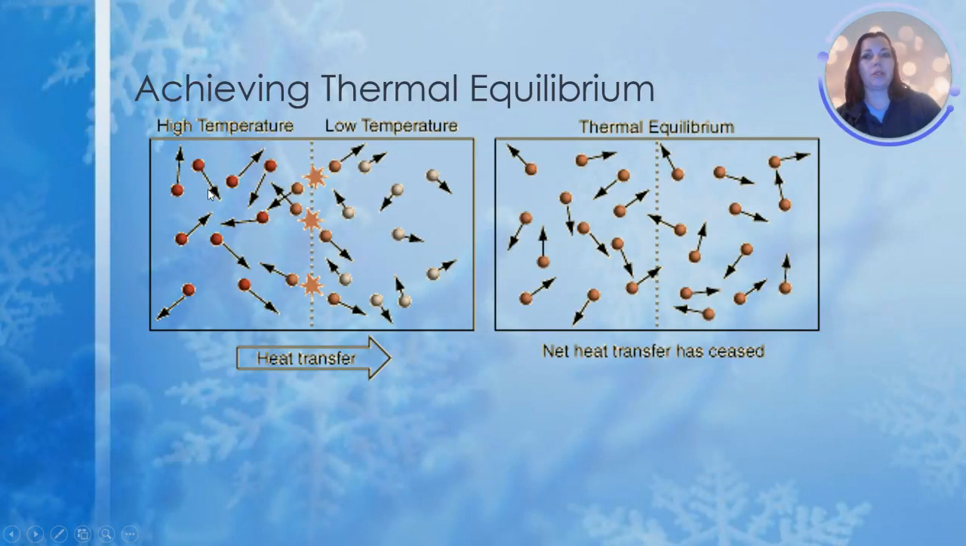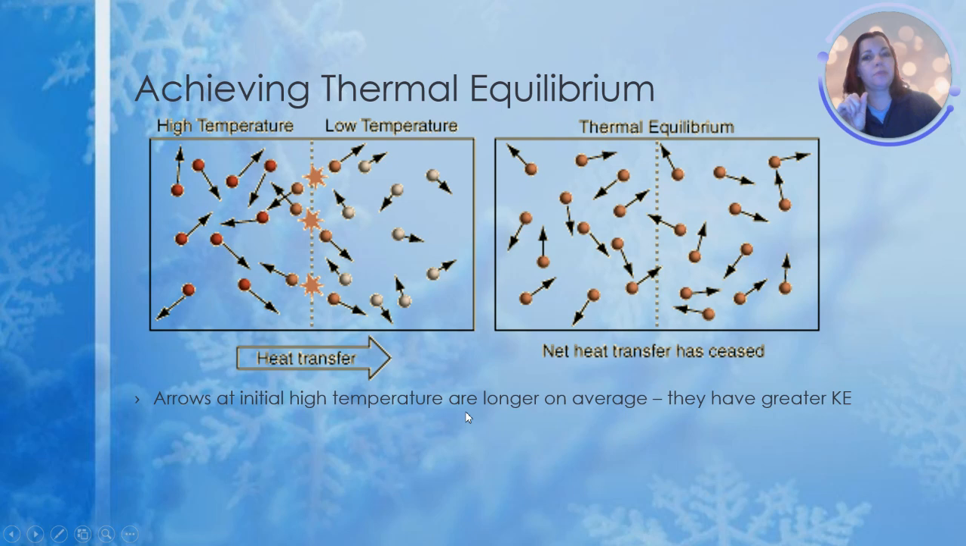You start out with a sample at high temperature and a different sample at low temperature, and then the heat is transferred by the collisions. You can see that happening here. This red particle is colliding with the white particle, and that makes an orange particle. Heat transfer happens over time, and when all the particles are orange, the net heat transfer has ceased. These two samples are now at the same temperature and have reached thermal equilibrium, so we no longer have a flow of heat. Collisions are still occurring, but you don't have that heat transfer.